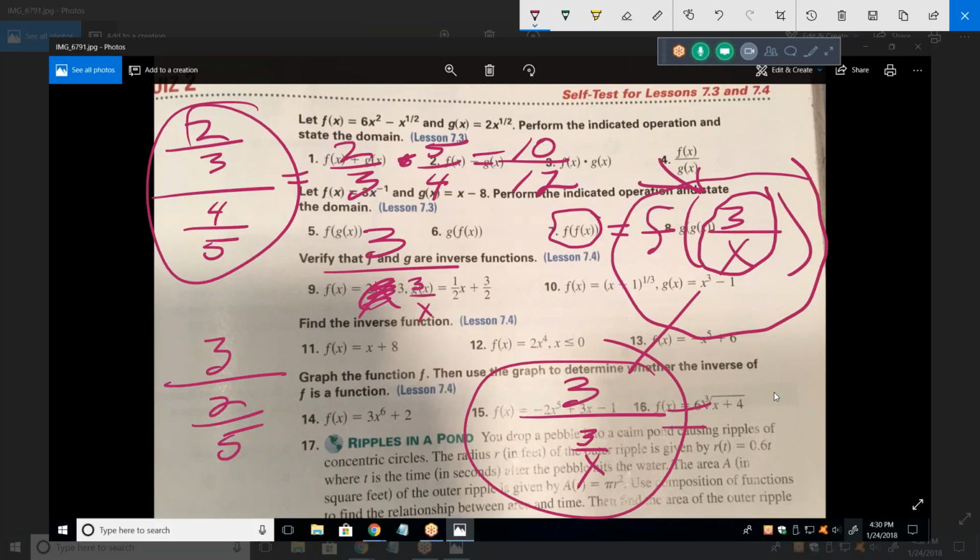Okay, what is 3 divided by 2/5 equal to? You would do 3 times 5 over 2. And what's that equal to? 15 over 2. Okay, good.